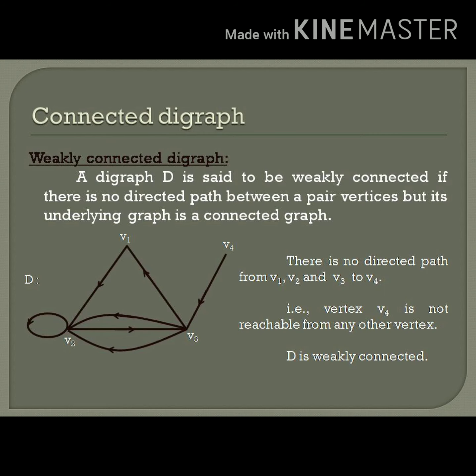See the graph here. Here there is no directed path from V1, V2 and V3 to V4. V1 and V2 have a direct connection, V1 and V3 have a directed path, but there is no directed path from V1, V2, V3 to V4. There is no directed path from V1 to V4, no directed path from V2 to V4, and no directed path from V3 to V4. Therefore, it is a weakly connected digraph. This is about the connected digraph.